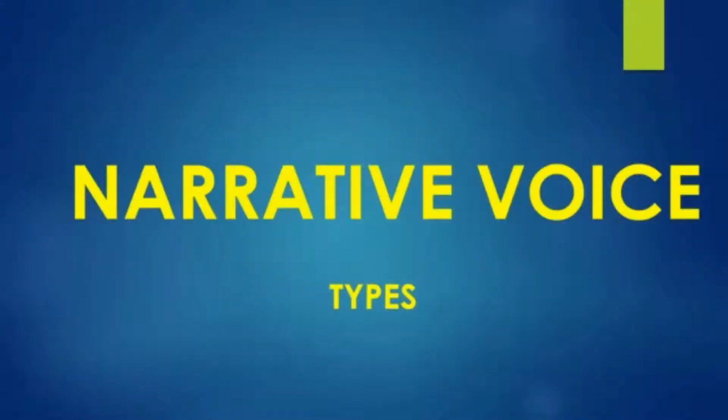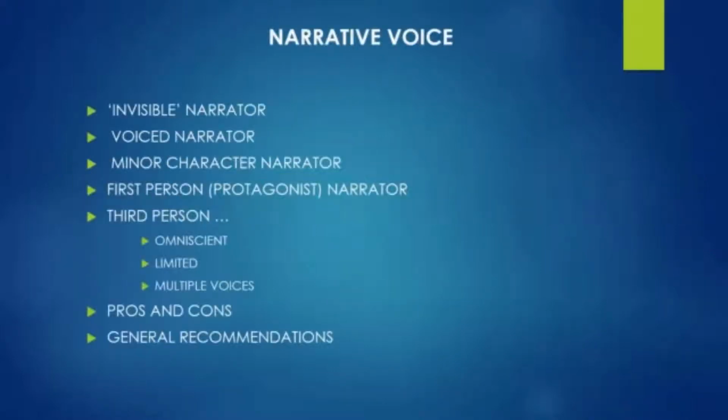Very well, ladies and gentlemen, we're going to talk about the types of narrative voice. I'll take you through the invisible narrator, the voiced narrator, the minor character narrator, the first person narrator, that's your protagonist or main character, and third person, which again, usually your main character. And third person can be omniscient or limited or with multiple voices. I'll look at the pros and cons of each of these, and I'll finish up with some general recommendations. That's what you've got to look forward to in lesson 9.